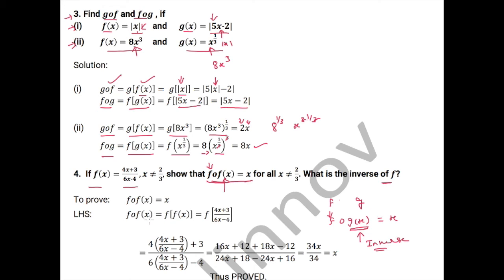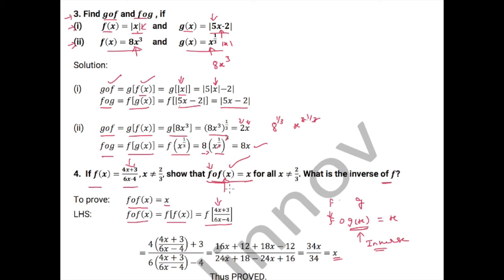Let us prove it. So we need to prove f of f of x equal to x. f of f of x can be written as f of f of x. So f of 4x plus 3 by 6x minus 4. So in place of x we need to write the entire term. On solving we get x, and hence it is true that f of f of x equal to x.